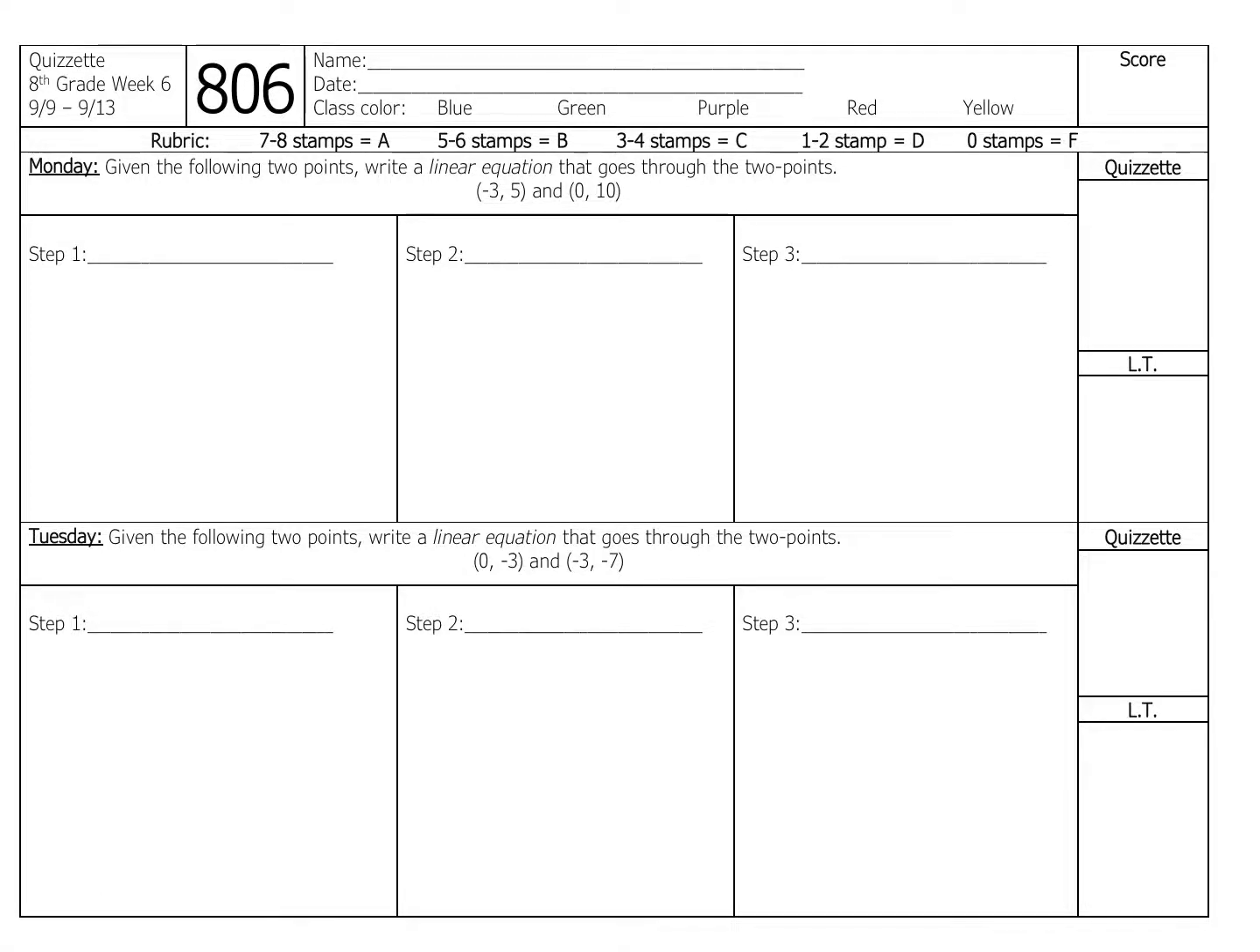So it says, given the following 2 points, write a linear equation that goes through the 2 points. So we have (-3, 5) and (0, 10). The first step whenever writing an equation is always to find the slope. To find the slope, and we call that m.